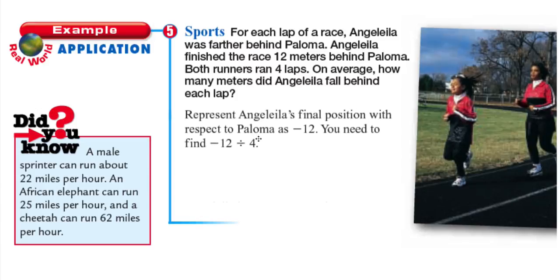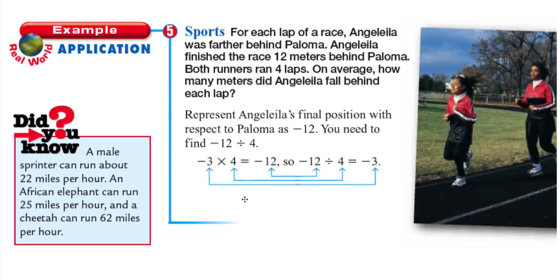We represent Angelila's final position with respect to Paloma as negative 12 because she was 12 meters behind Paloma. So you need to find negative 12 divided by 4. From what we learned, this is a negative divided by a positive, so it should result in a negative answer. So Angelila lost 3 meters per lap.